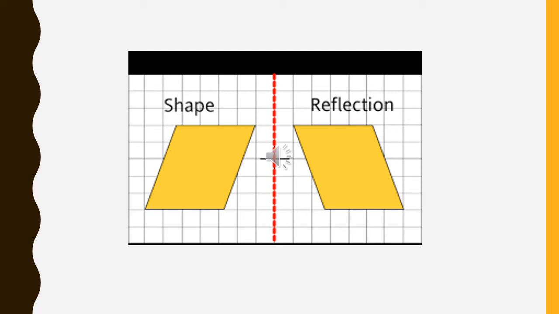Each point in the reflected figure is at the same distance from the line as the corresponding point in the original object. The line, as we can see in this example, this red color line, is called the mirror line or the line of symmetry. On the left side we have a figure, and on the right side we can see the reflection of this same figure. So by this we can understand the concept of reflection.